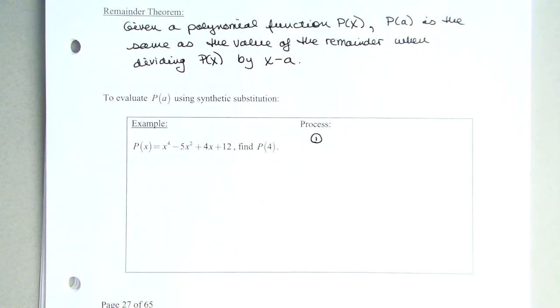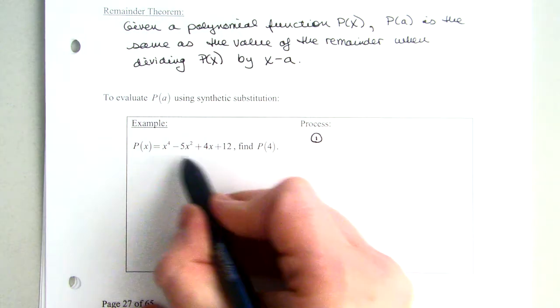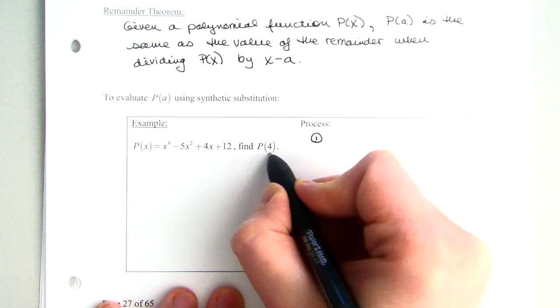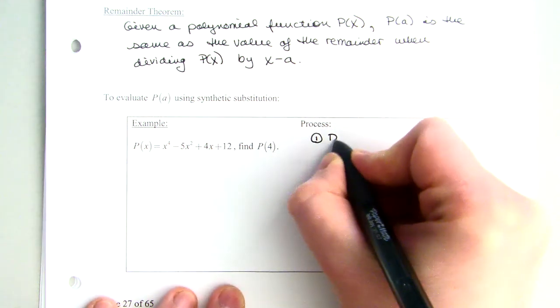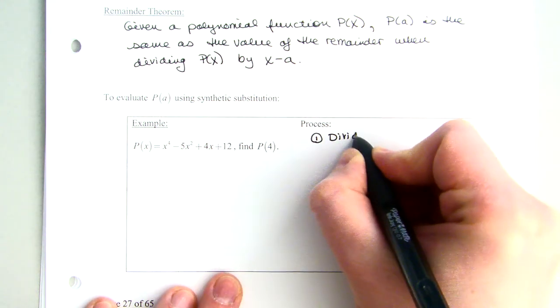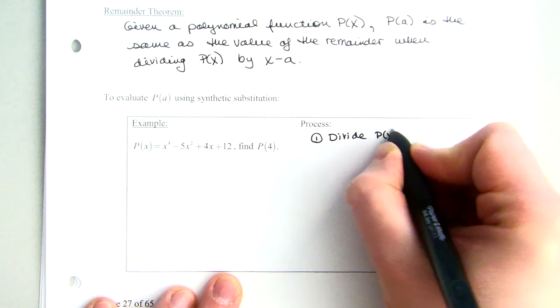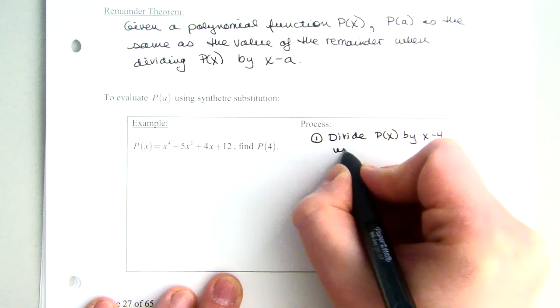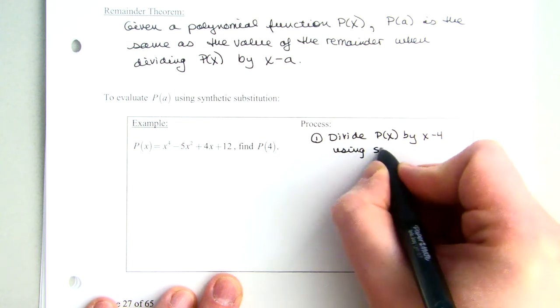First thing we're going to do, we're going to divide our polynomial function p of x by x minus 4. I'm going to divide p of x by x minus 4 using synthetic division.